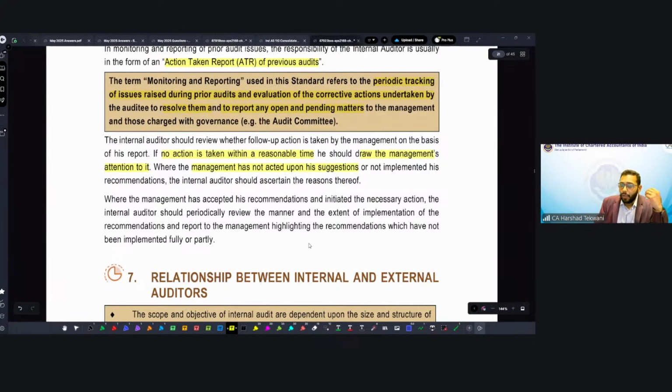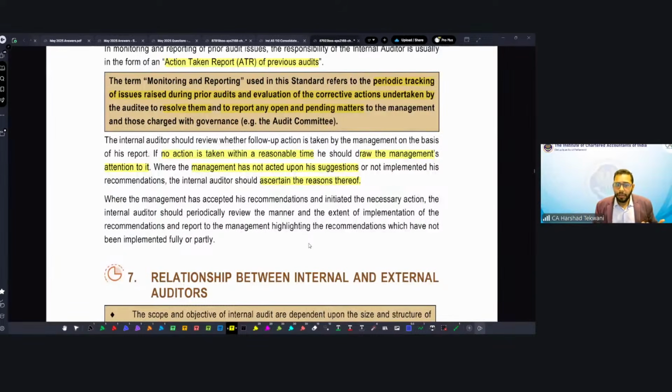Sometimes management will say that, okay, no, we will rectify, we will change the process. But after some time, you will see they have done something else. They have not acted upon the suggestions. They have not implemented what they recommended or what was agreed. They have done something else. So you need to ask why you did something else. We agreed on X thing. Now you did the Y thing. Why? What is the reason for that? So ascertain the reason for that.